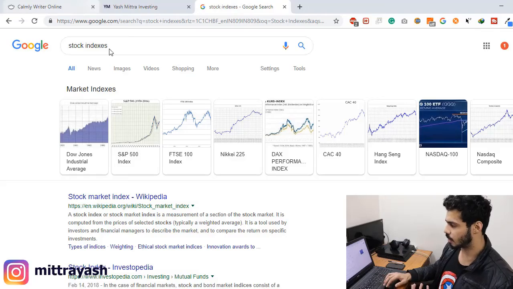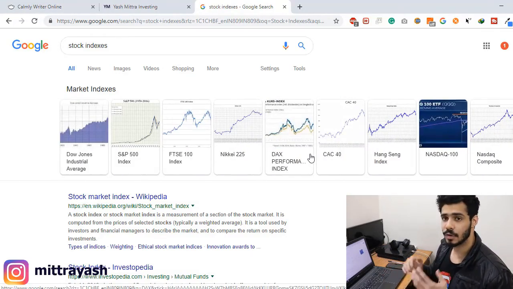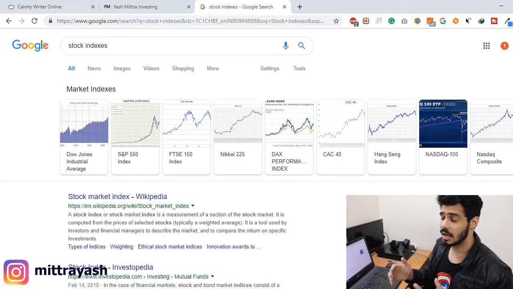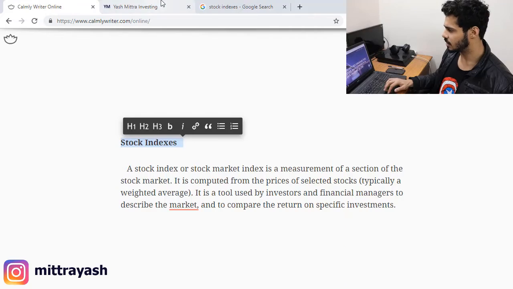So if you look at some others, really we cannot cover all of them. A lot of countries have a lot, and basically for every sector, like I said, Bank Nifty, only the banks. And in case you want to actually look at these stock indices, you can just go onto my website.